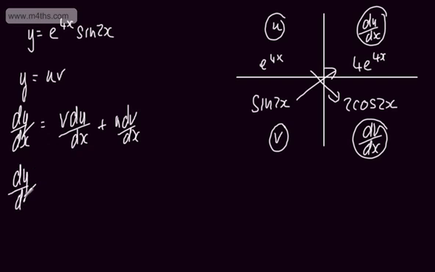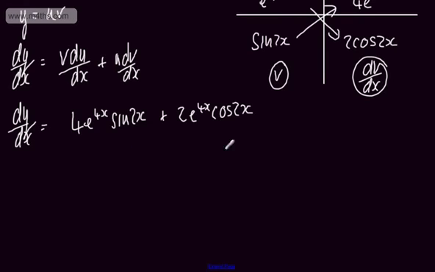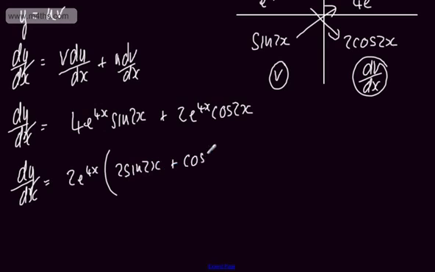So dy by dx, we're going to have the multiple of 4e to the 4x and sine 2x, so 4e to the 4x sine 2x, and we're going to add to that the multiple of these two right here, which is 2e to the 4x multiplied by cos of 2x. So that now is our gradient function. Again, we could look at solving for the stationary points. Let's just factor that. For dy by dx, we're going to take a common factor. Let's take 2e to the 4x out. That's going to leave me 2 sine 2x plus cos 2x.